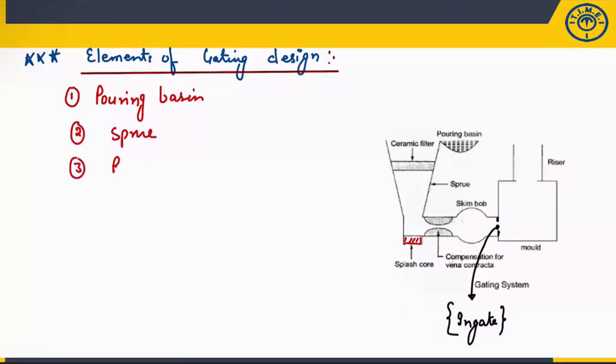The third one is nothing but a runner. Fourth is the in-gate. And the last one is nothing but a riser. Okay, so riser is a reservoir of liquid molten metal. So we will talk about the question based on how to design the riser and all.